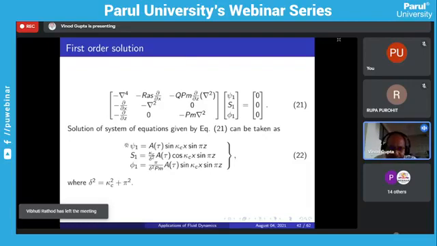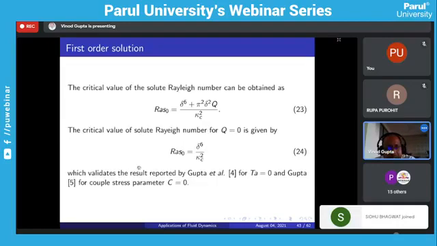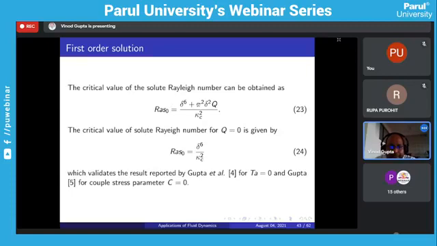After that, we will substitute the values of psi 1, S1, phi 1 here, and that gives the values of B tau and C tau in terms of A. So the only unknown is A tau, which we have to determine. If we can determine the value of A tau, then we have the expressions for psi, S and phi. So we will determine its value at a later stage, and from there we can also get the value of the critical solute Rayleigh number.